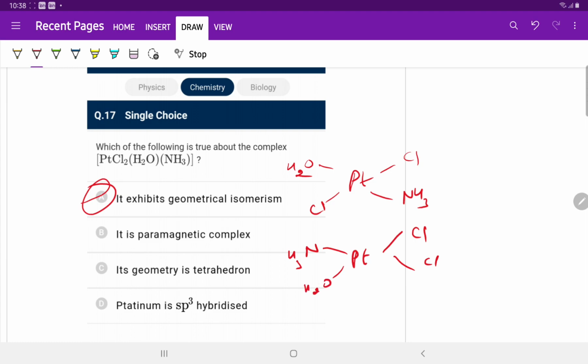Okay, so it exhibits geometrical isomerism. Is it a paramagnetic complex? No. It is diamagnetic, and its geometry is square planar. Platinum is dsp2 hybridized, square planar. All four-coordination complexes of platinum are square planar in nature.